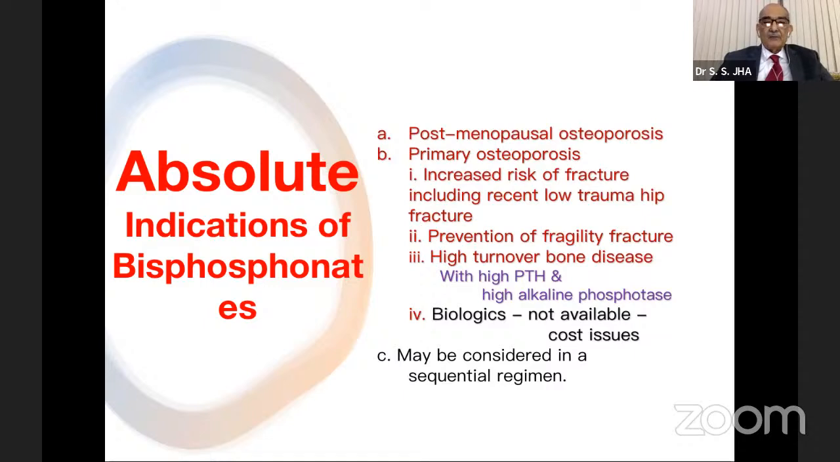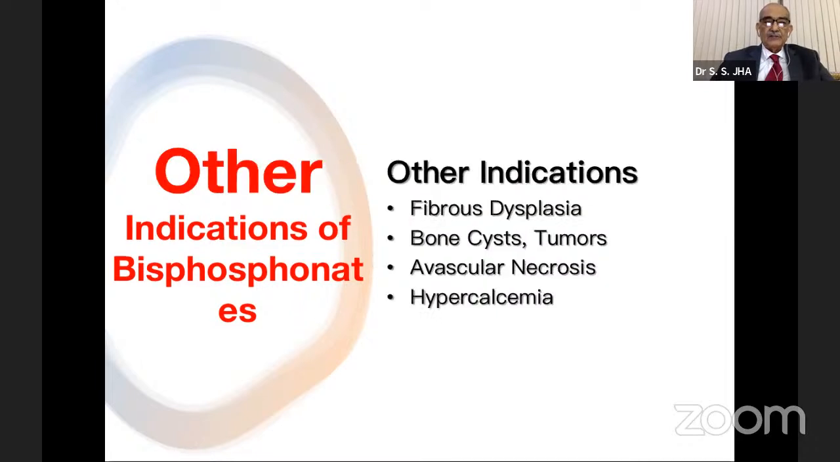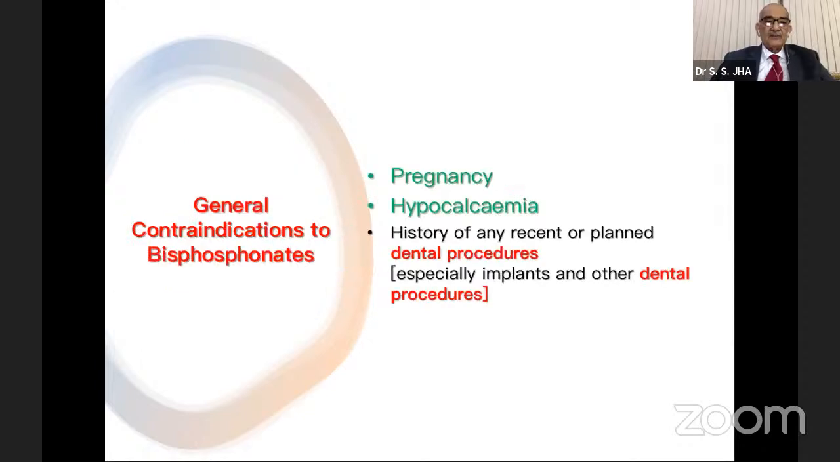And friends, we must be familiar with the two subtypes. Number one is type 1, which has a high turnover bone disease with high PTH and high alkaline phosphatase. And for cost issues also, when the patient cannot afford biologics, it could be one of the options. Well, it can be considered in a sequential regimen. The relative indications are secondary osteoporosis, whatever is the cause, and IV zoledronate is famously known for its extensive use in skeletal metastasis. The other indications are fibrous dysplasia, bone cyst, etc.